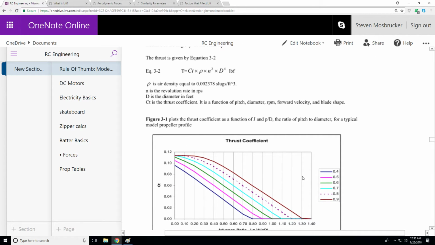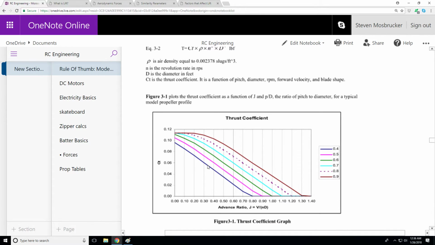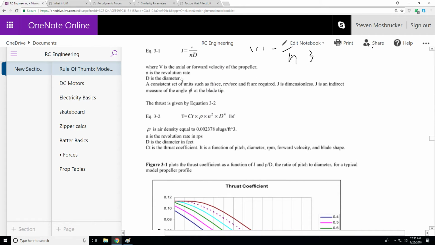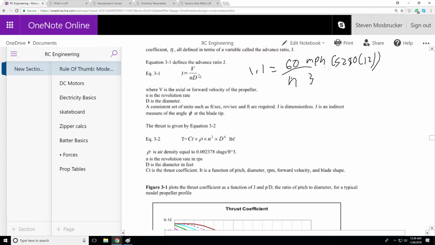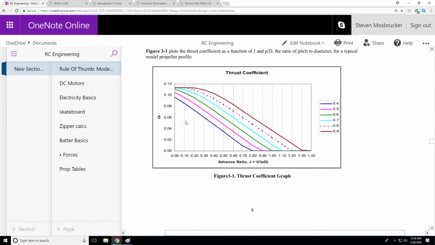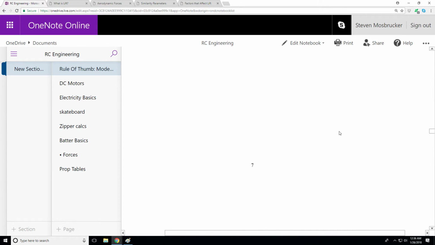And here is a plot of how you find CT. You have to go to this chart here, and this depends on your advance ratio. So your advance ratio, again, is J, V over ND. And this also is P over D. So what is your pitch?